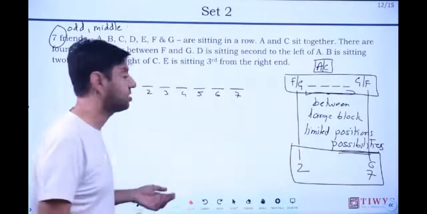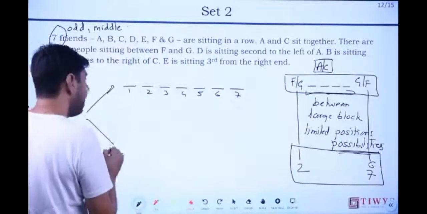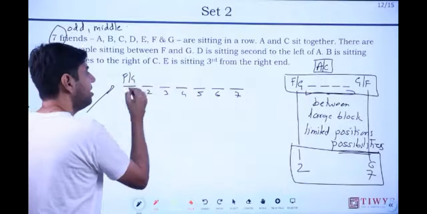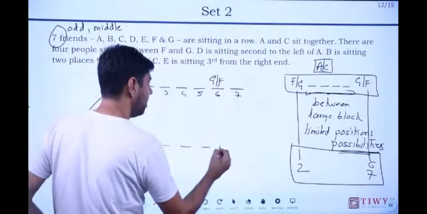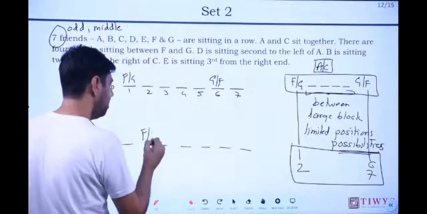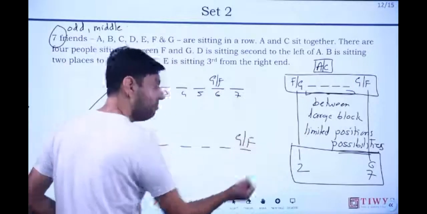So you know what? Some people will say, hey, why don't I just start replicating? This is FG, this is GF. And this is 1, 2, 3, 4, 5, 6, 7. This is FG, this is GF. You know, people will start.